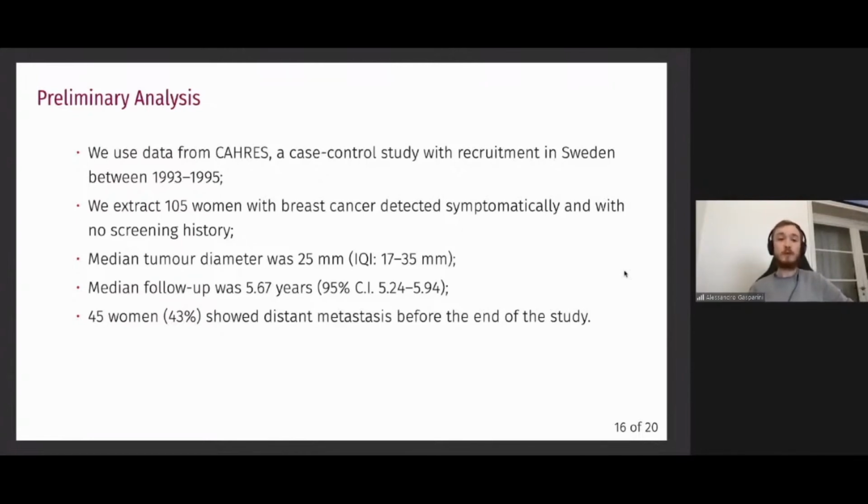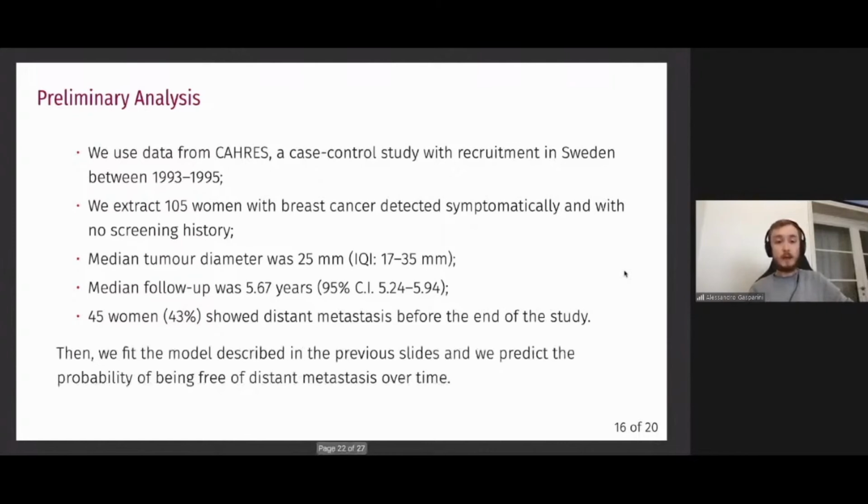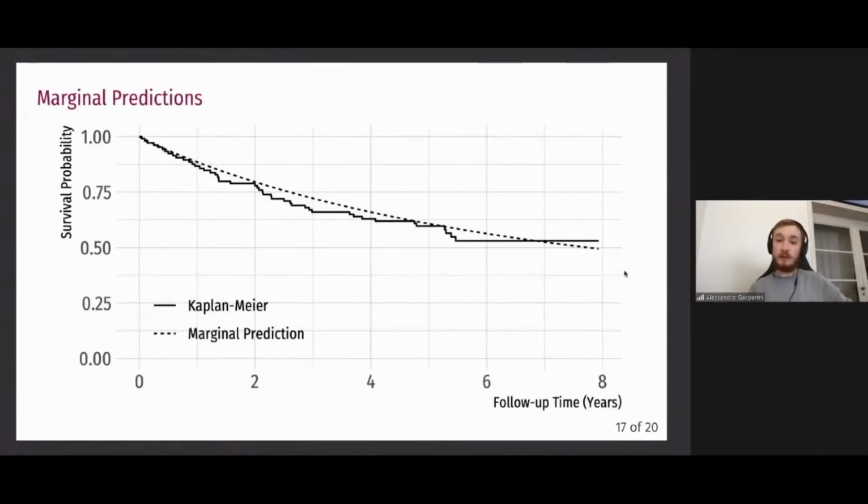Median follow-up was 5.67 years. And 45 women, or 43%, showed distant metastasis before the end of the study. Once we collect this data, we can fit the model. And what we can do is to predict the probability of being free of distant metastasis over time. That is, survival probability over time after diagnosis, which is interesting. For instance, we can see here some marginal predictions.